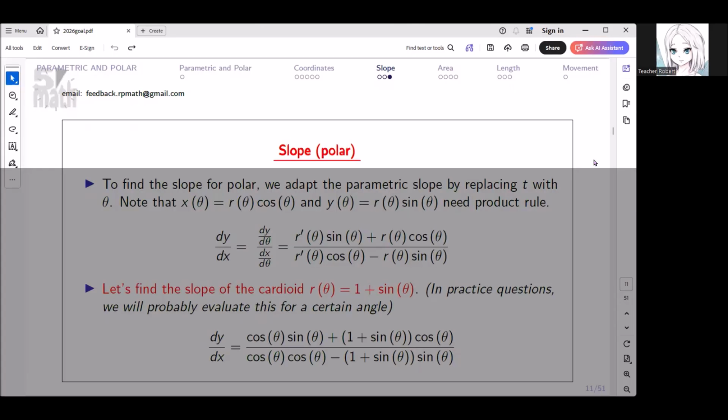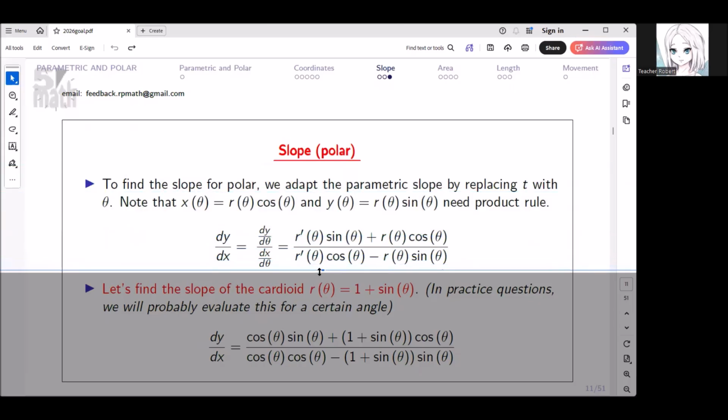Slope, polar. To find the slope for polar, we adapt the parametric slope by replacing t with theta. Note that x of theta equals r of theta cosine theta, and y of theta equals r of theta sine of theta, need product rule. dy dx equals the following.